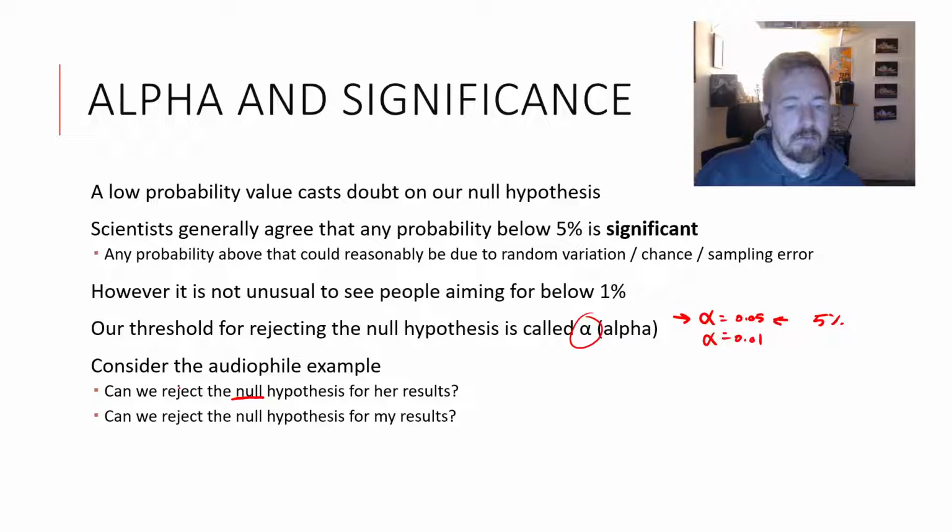So, can we reject the null hypothesis for her results? Yes, because we found that it is less than 5% likely. But what about my results? Remember, my results were like 78%. We can't reject the null hypothesis there. We don't have enough good evidence to show that I am an audiophile and I can pick out these high quality streams. So we would just say that we cannot reject the null hypothesis. So for her, we can reject it. For me, we cannot reject it.